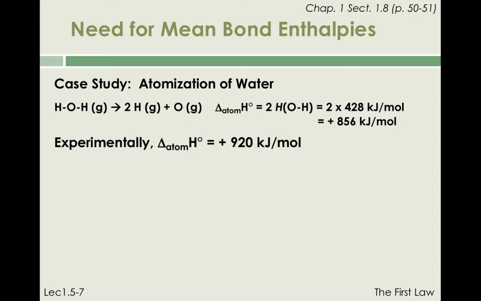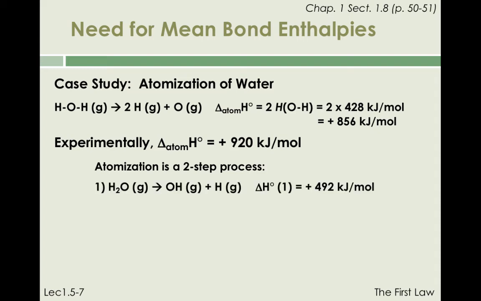First, we need to realize that atomization is a two-step process. In the first step, a water molecule loses a hydrogen atom. The dissociation reaction for the first OH bond is endothermic and requires 492 kilojoules per mole. In the second stage, the second OH bond is dissociated, requiring only 428 kilojoules per mole. More energy is required for the dissociation of the first bond than for the second bond because the water molecule is more stable than the OH radical.